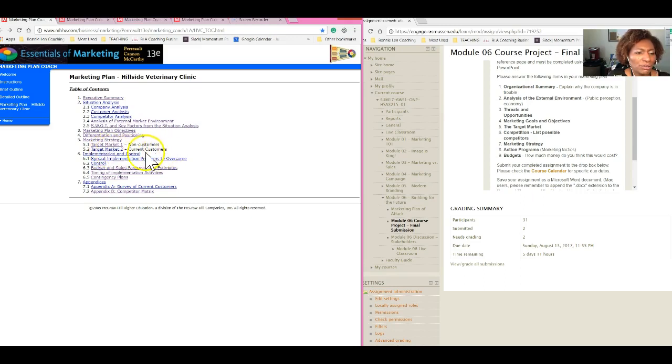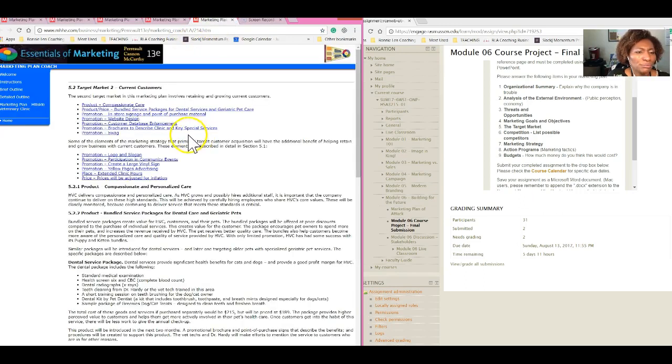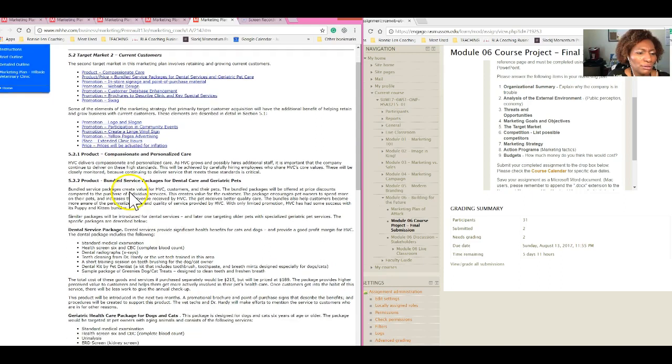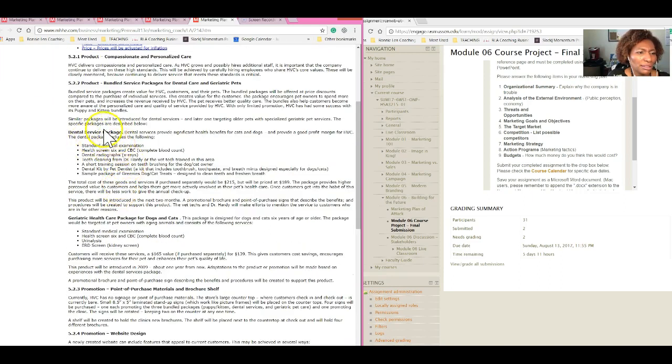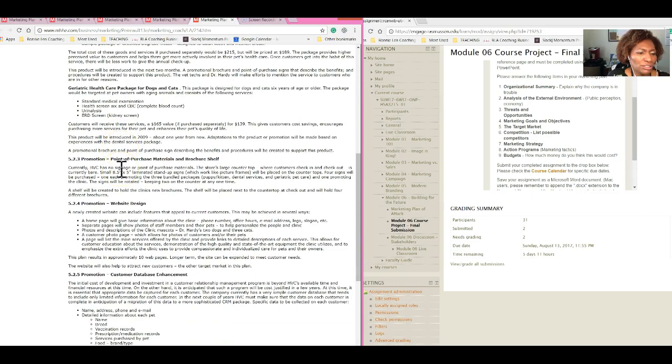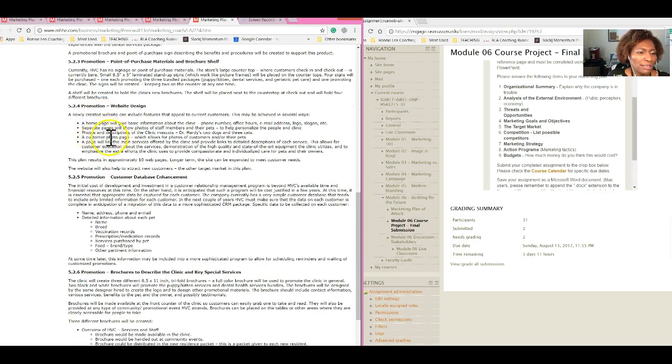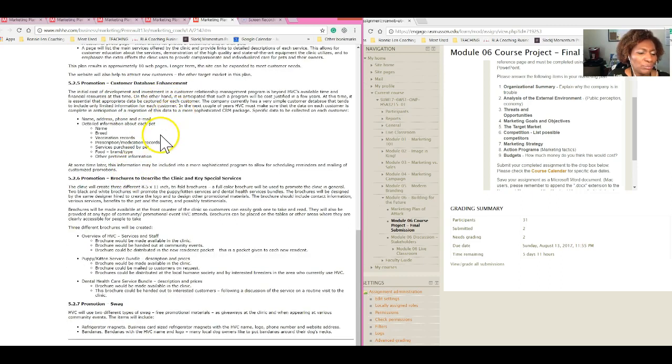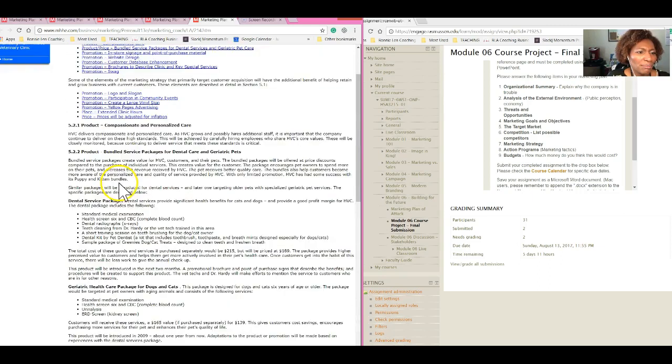And again, they talk about current customers. And so for current customers, they do something similar, how they can plan to use their product. And they talk about the various packages under the product promotion, how they are promoting to their current customers and how it looks like they plan to expand upon that. In addition, they have another promotion. So they have a couple of promotion strategies basically and they talk about the various products.